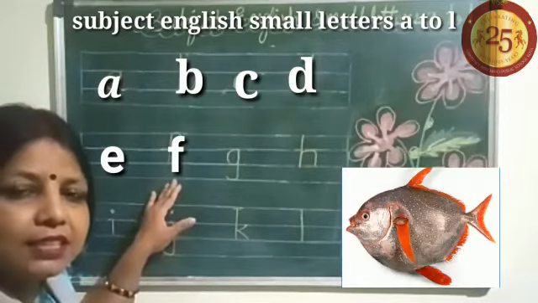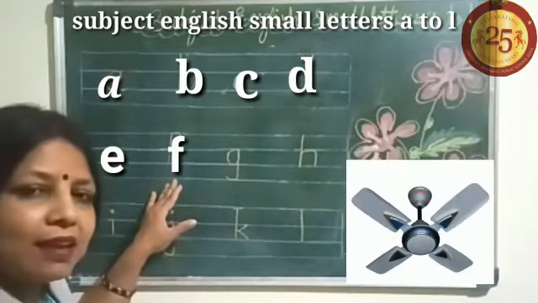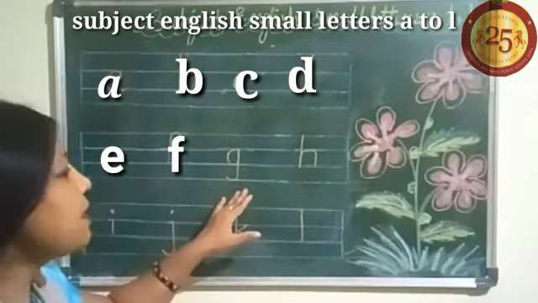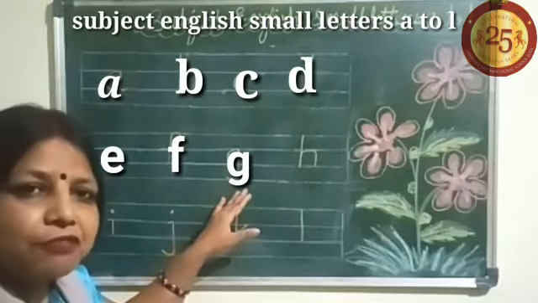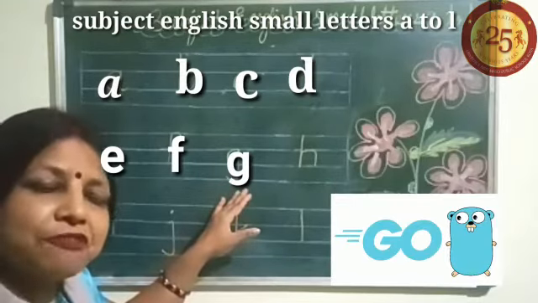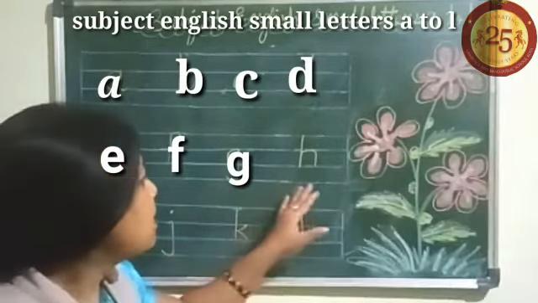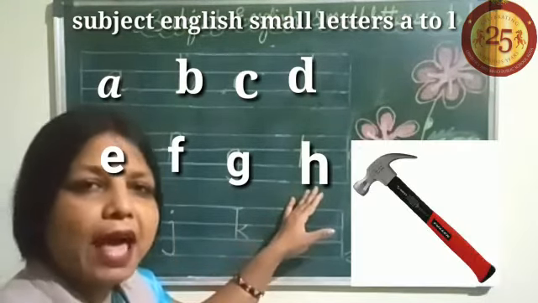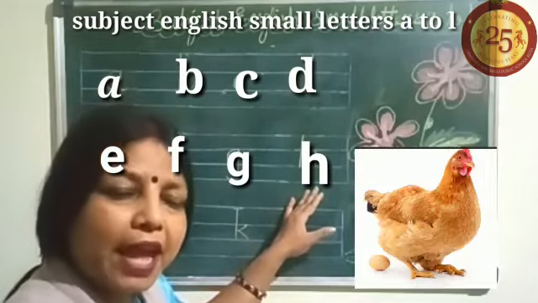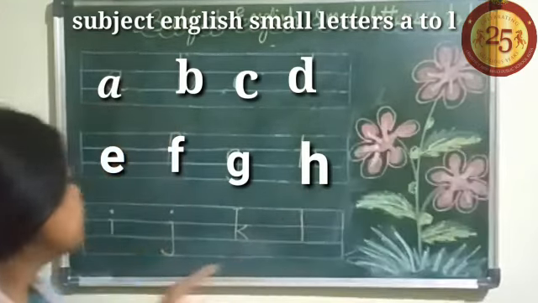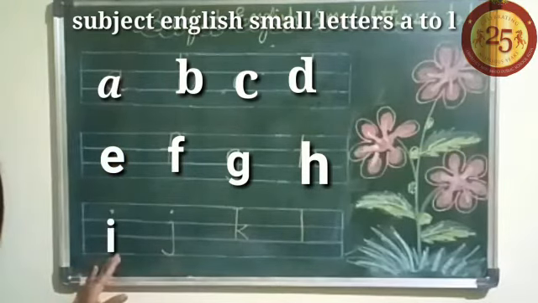F for fish. F for pen. F for fig. This is a small letter G. G for grapes. G for gun. G for go. This is a small letter H. H for hammer. H for hen. H for hand. This is a small letter I.